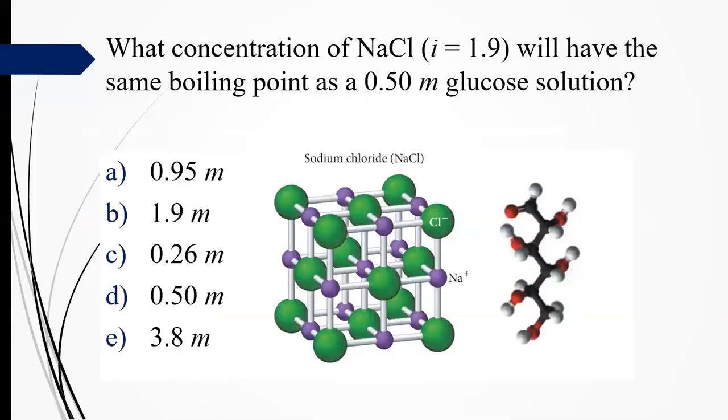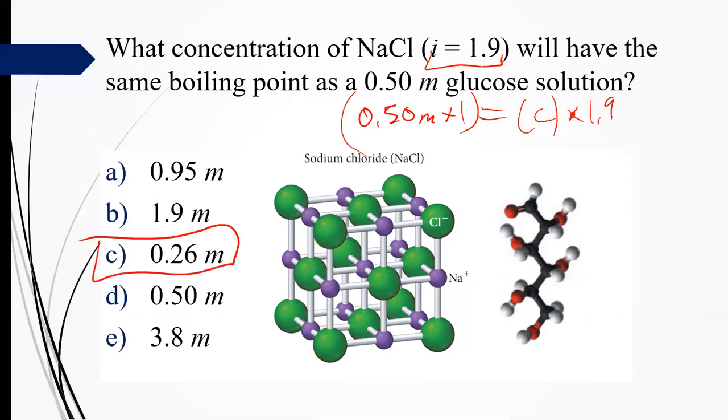This one, they're giving you the Van't Hoff factor, the i, and they're asking which one is going to have the same boiling point as 0.50 molar glucose. So this is 0.50 M times 1 equal to some concentration times 1.9. So we just need to take 0.5 divided by 1.9. And so we should be looking at 0.26 molarity.